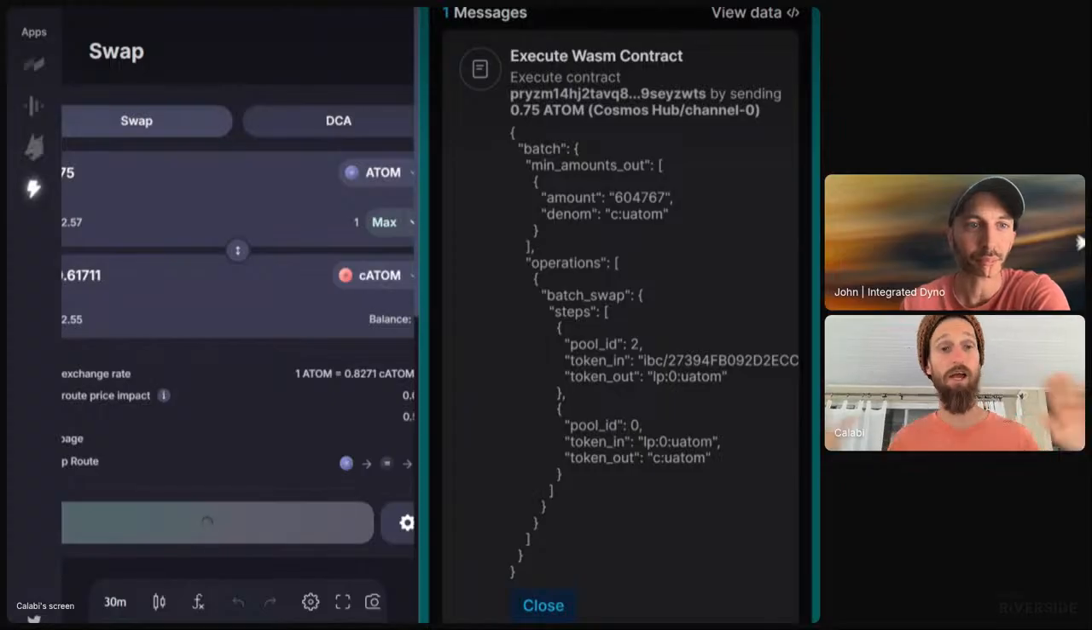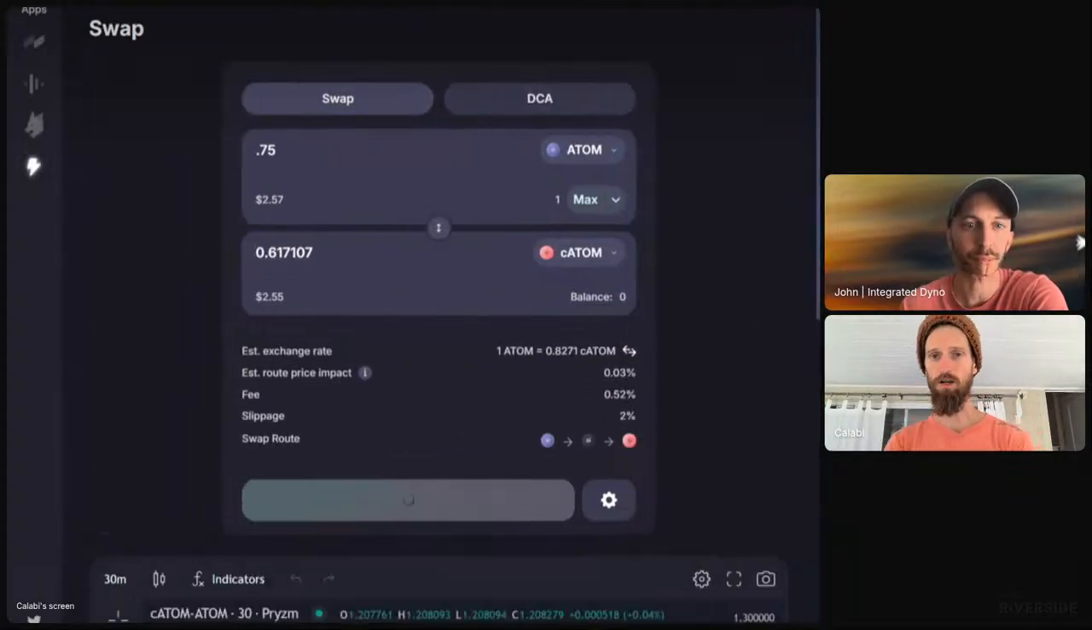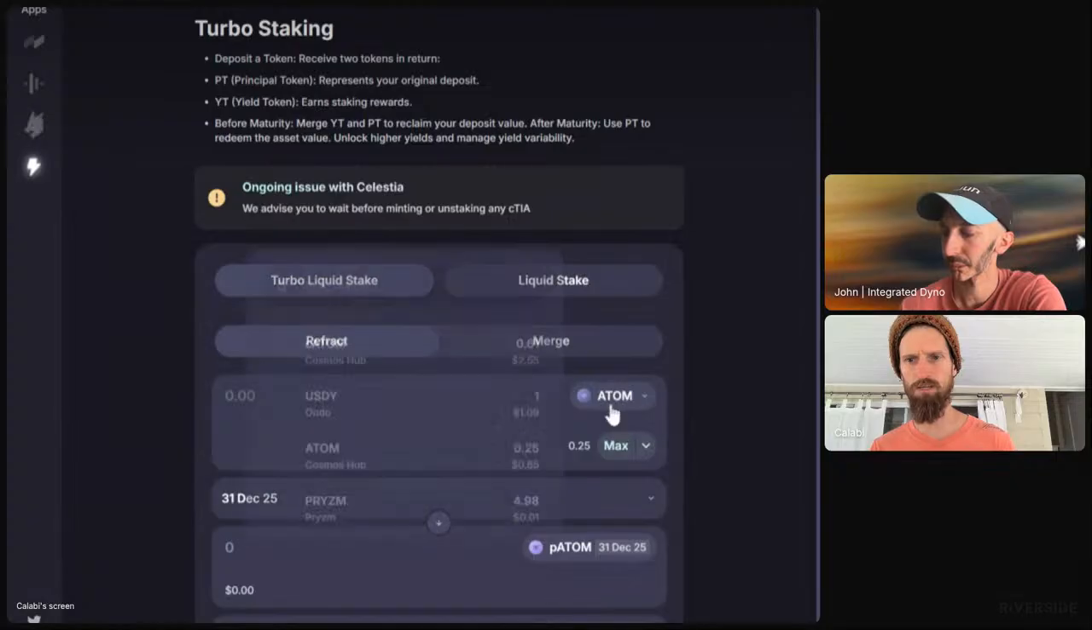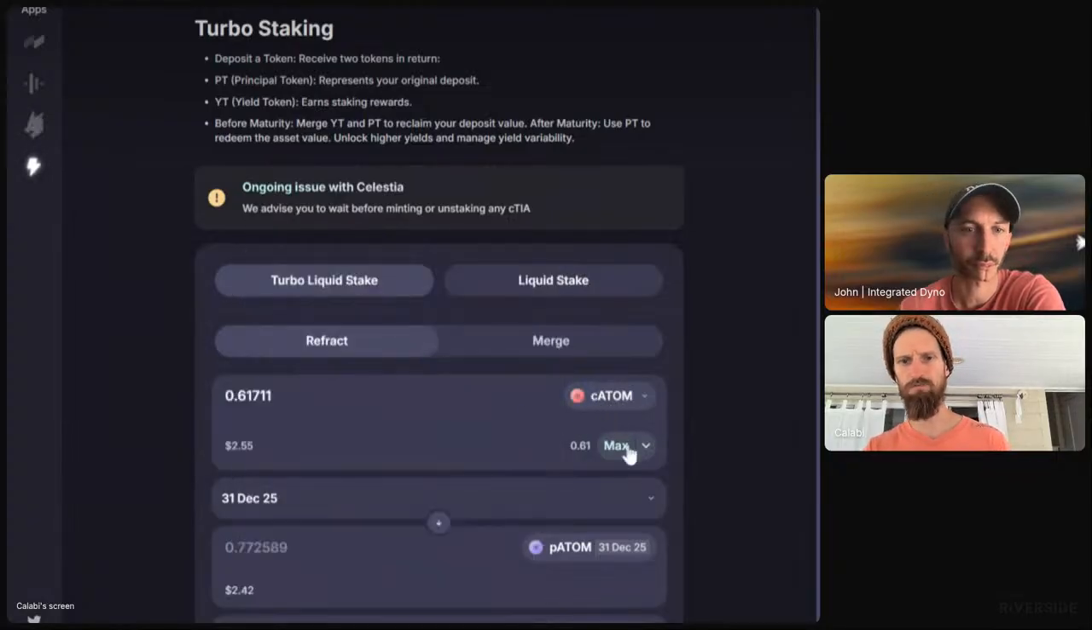So if you want to say, hey, I only want to pay in stables, you can do that. And it's pretty much any base asset that's on Pryzm. So I think that's pretty cool. All right, so we're going to do that. And when that swap is complete, we are going to head back to the turbo staking. We're going to find our C atom.